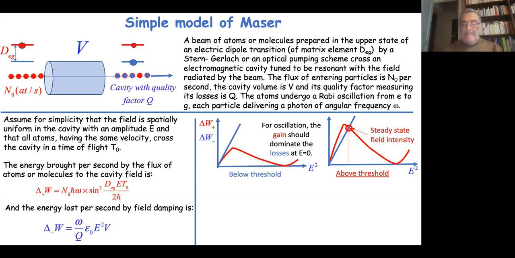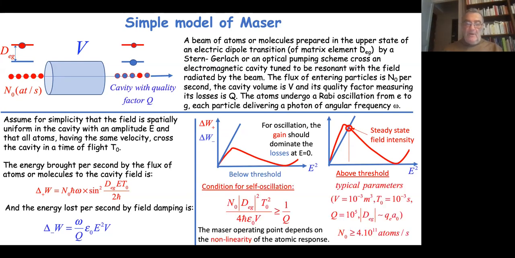So it's very simple. I just show you here the formulas which express the fact that the gain is larger than the losses. And if you put the figures that you have in a standard maser, a volume of about 10⁻³ cubic meter, a time of about 1 millisecond to cross the cavity, a Q factor of the order of 10 to the 5, and an electric dipole which is of the order of q a0, what you find is that the flux of atoms that you need to have across the cavity is of the order of 4×10 to the 11. So you need hundreds of billions of atoms crossing the cavity per second to reach the threshold condition. And this is what has been obtained by Townes and Gordon with the ammonia beam maser back in 1954.